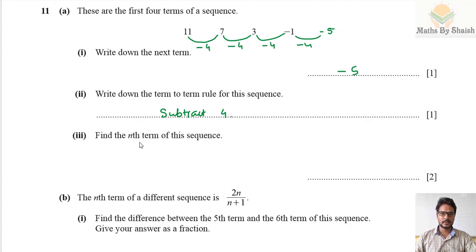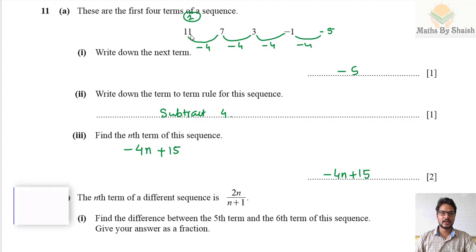Find the nth term of the sequence. Since everywhere we are subtracting 4, it is going to be -4 times n plus a constant, and that constant will give us the value. For the first term, when n is 1, it is -4 into 1, which is -4, plus something should give us 11, and of course that is going to be 15. So 15 minus 4 is 11. If n is 2, 15 minus 8 is 7. So this is correct.